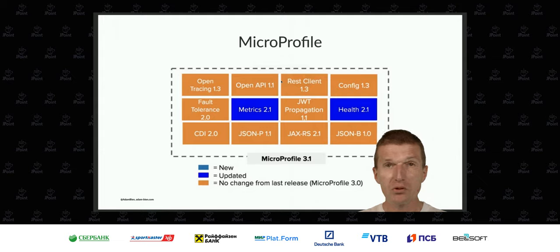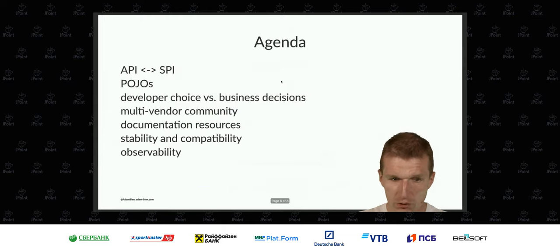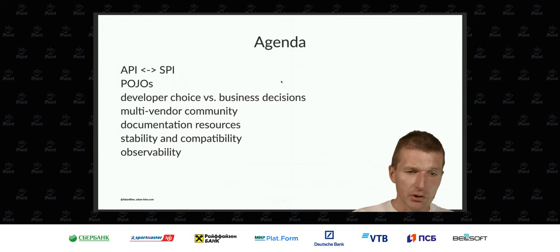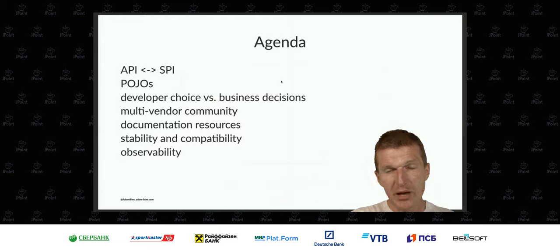And the interesting story is the programming model remained the same for ages. So there are actually no changes, which is good for programmers because I don't have to rethink my annotations every two years just because a new cloud API is on the horizon. So what I would like to talk about is API versus SPI, application programmer interface and service programmer interface.